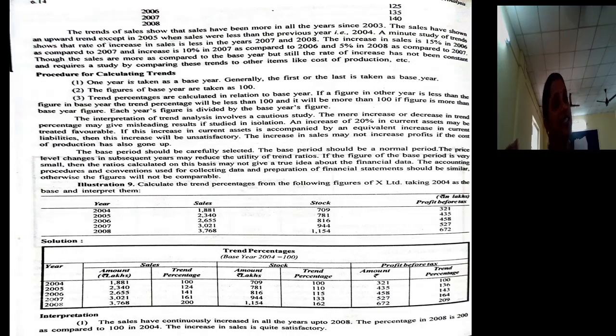For example, if sales get increased, you cannot write that the organization's sales increased, so the profit will also increase. You cannot write like that. What you have to do is relate the increase in sales with the increase in cost of production or cost of goods sold. If that has also increased, definitely the increase in sales is not that profitable. That's why, just by looking at the trend percentages, don't interpret. Relate it with the related figure. For example, increase in sales should be related with increase in cost of goods sold. Then you give the conclusion. Then you give the interpretation.